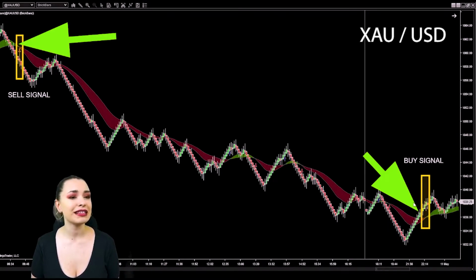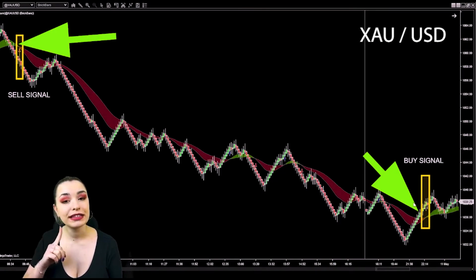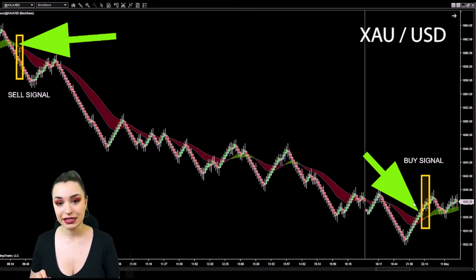Now, in order to get that into your pips, then you just need to multiply the number of points you have with 100, and there you go. So in our case, we have 32 points multiplied by 100, and that leaves you with a potential of 3,200 pips into one trend, into one day in the XAUUSD trading market itself.